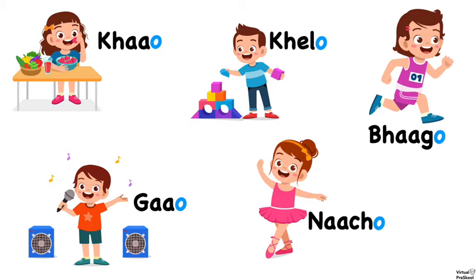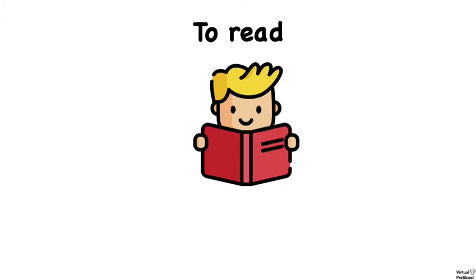So what these individually mean is khao means eat. Like maybe your mom or your dadi or someone else has said that to you in your life. Khao, eat your food. Khelo, jao beta, khelo, go beta, play. Bhago, bhago means run. Gao, sing. Nacho, dance. So these are commands.